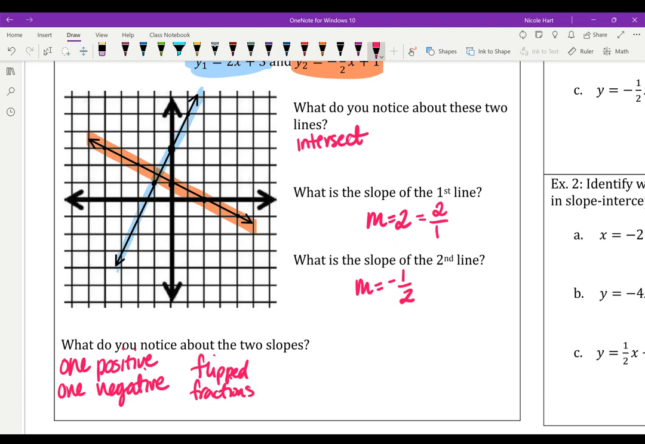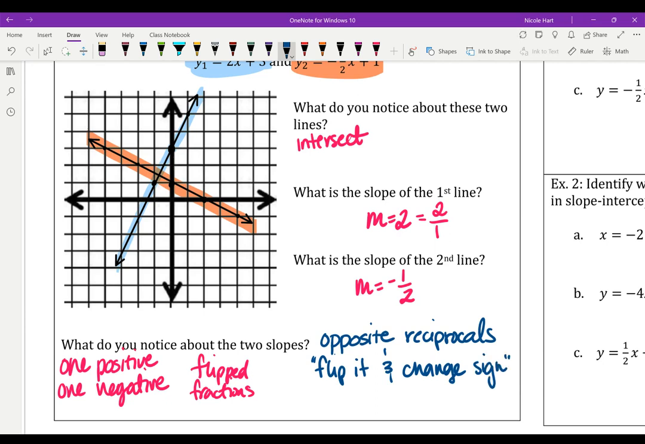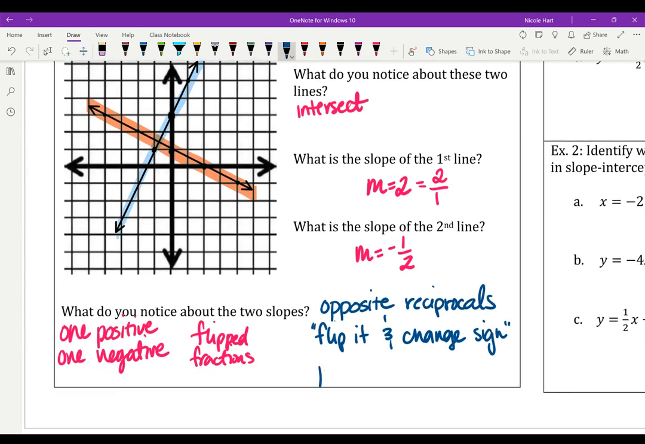This relationship between these two slopes we call our opposite reciprocals. Opposite reciprocals, and that means we flip it and change the sign. And opposite reciprocals are perpendicular. Opposite reciprocals are slopes of perpendicular lines.